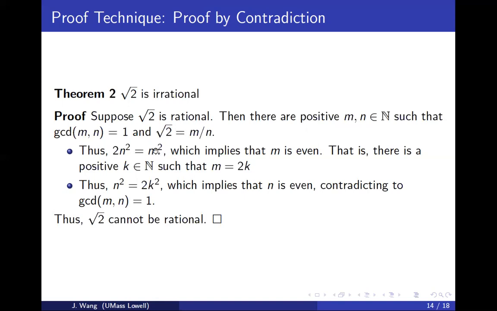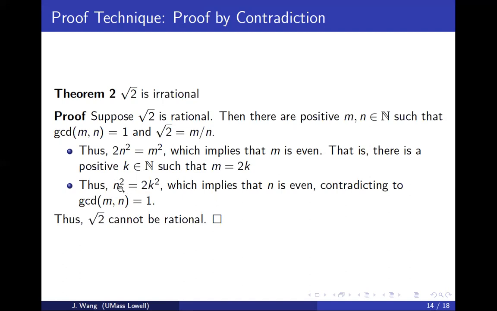Because m squared is equal to 2 times an integer, m squared is an even number, which means m has to be an even number, because m squared is. So there is a positive k such that m is equal to 2k. Replace m by 2k, so that you get 4k squared. So remove that 2, you get n squared is equal to 2k squared.